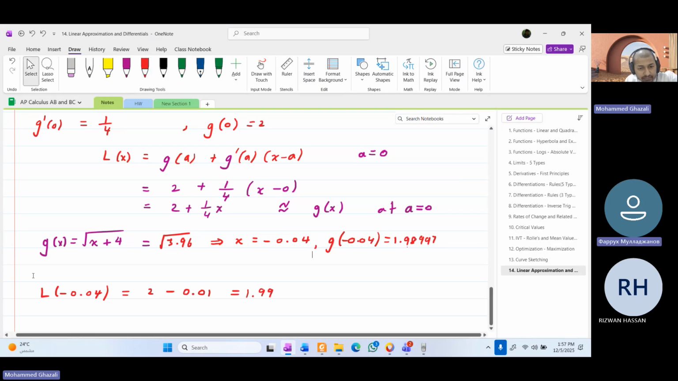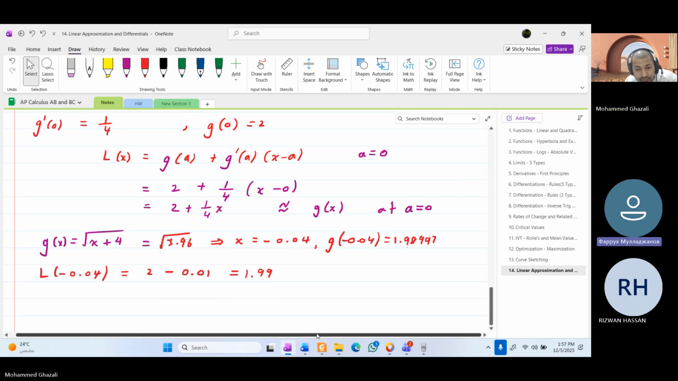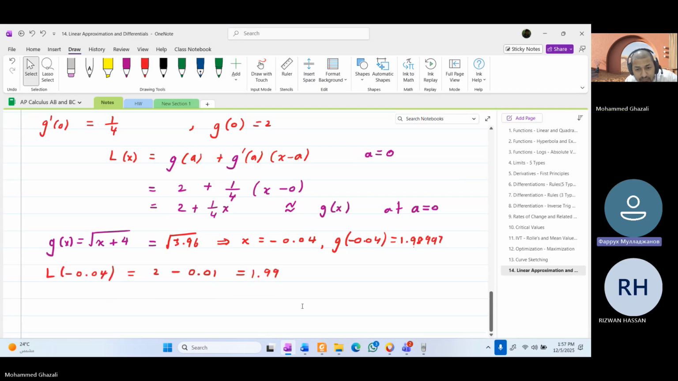Mr. Ghazali, sorry, one question, please. Right now we take the approximation, which is 1.99, and the real answer is 1.98989. So how can we find the exact same answer without a calculator? That's what I'm saying. The final answer, if you don't have a calculator, you're going to use 1.99.